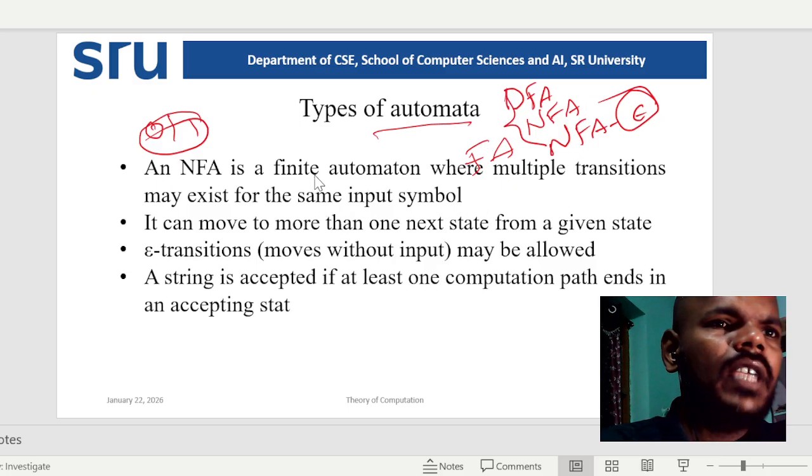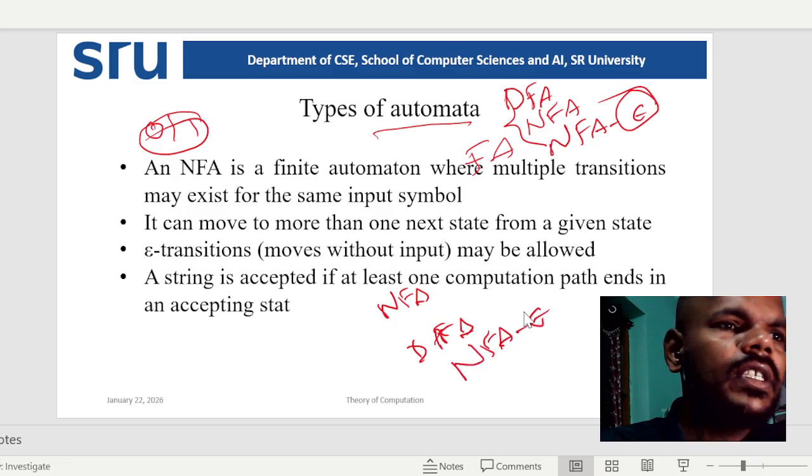So we have NFA, DFA and NFA with epsilon. Now we will see the NFA, followed by the DFA. In later sessions we will discuss NFA examples in each session, each topic. So now we will see the NFA.